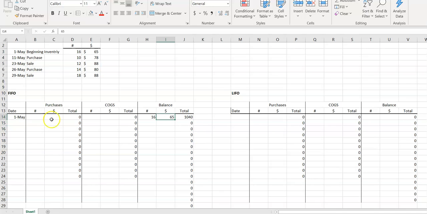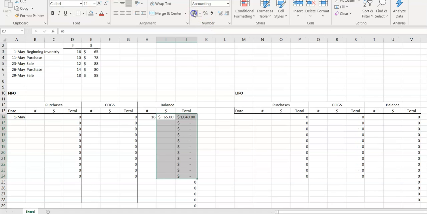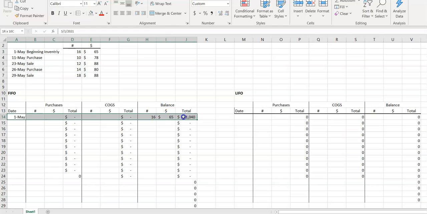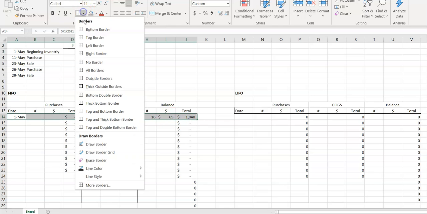I should have made these dollars, and the same here. So you had to watch me do a little bit. But anyway, remember, draw a line under that because that transaction is over.